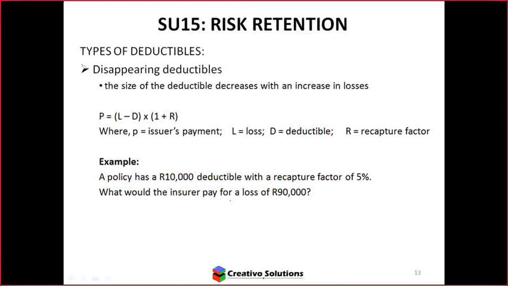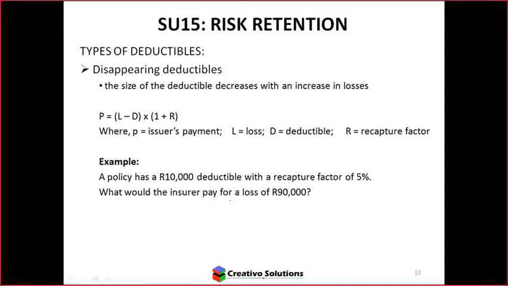Then you also get a disappearing deductible, which is going to be using a formula. The formula is P equals L minus D times 1 plus R, where P is the payment. Notice it's the insurer's payment. L is the loss, D is the deductible, R is the recapture factor. The recapture factor needs to be given in the question in order for you to calculate one of the missing figures. I've given you an example here just to show how you would calculate this.